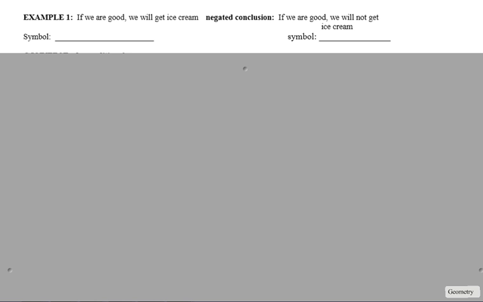Okay, let's review using symbols for our conditional statements. Remember, the hypothesis is going to be represented by a P. The conclusion will be represented by a Q. And we write this arrow in so that it reads if P, then Q. That's what the arrow reads. So in symbolic form, we have P, arrow, Q.